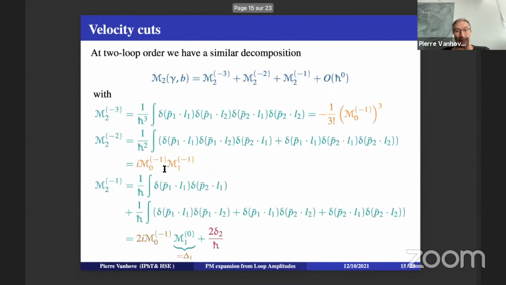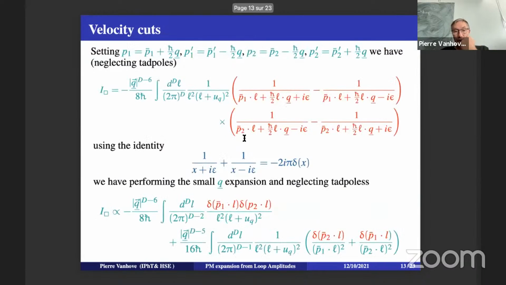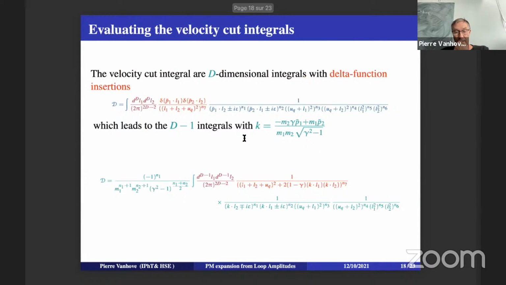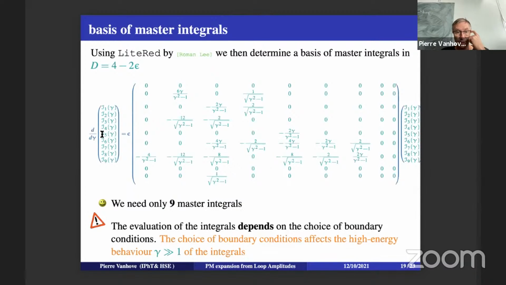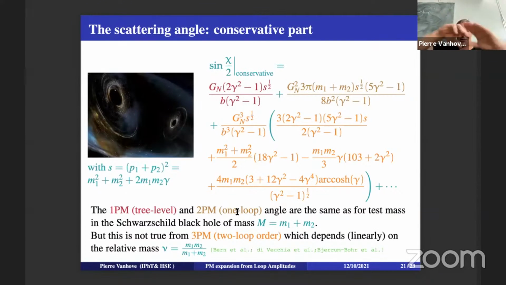But if you look at where that integral contribution comes from, it comes from contributions that are needed when you go to very high energy. So in a sense, you can truncate your system of differential equations and set some masters to 0, but that doesn't allow you to give the full answer. You can separate your computation into two pieces, the so-called conservative part. So the scattering angle for the conservative part: this is the tree, this is the one loop, and this is the full two-loop expression.